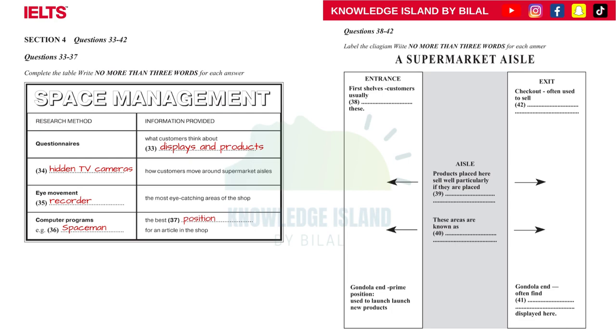Now you have some time to look at questions 38 to 42. As you listen to the rest of the talk, label the diagram by filling in the numbered spaces 38 to 42.